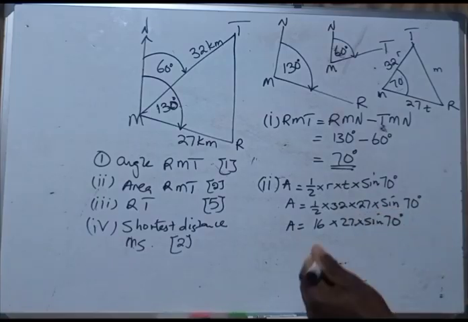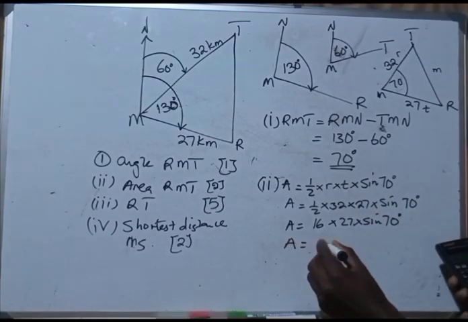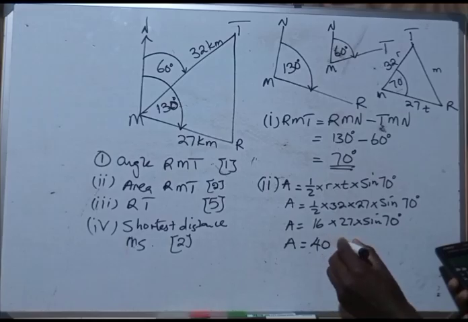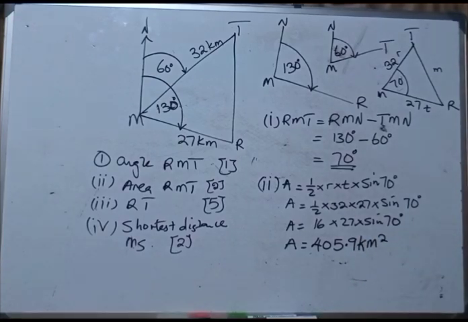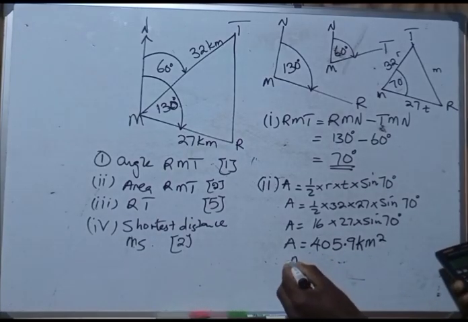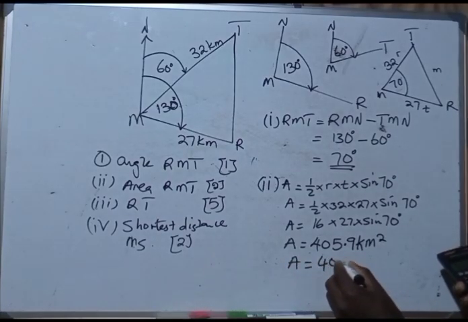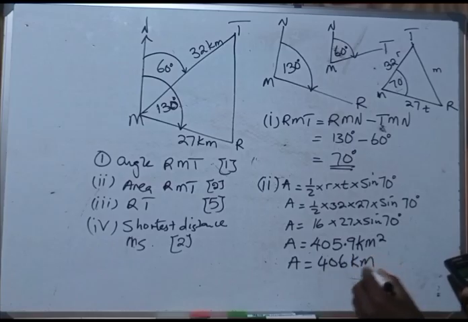The answer we are getting for area is equal to 405.9 kilometers squared. Remember, when you are dealing with degrees, the answer is not exact. You always round off your answer to only 3 significant figures. So in this case, our area will be 406 kilometers squared.